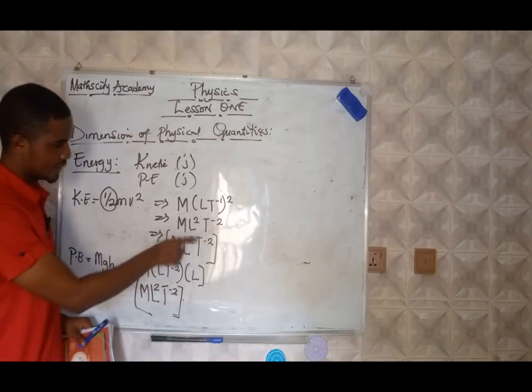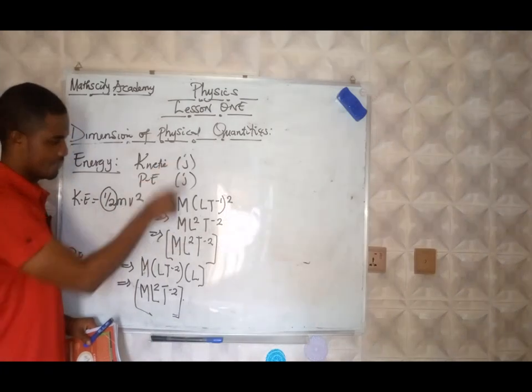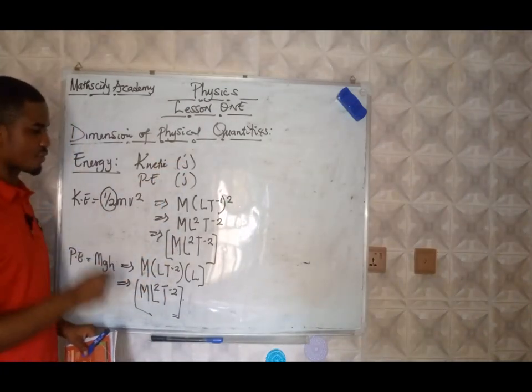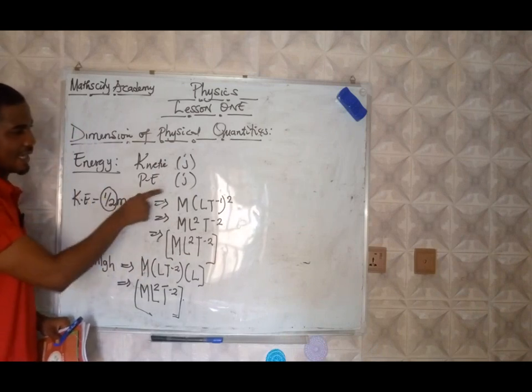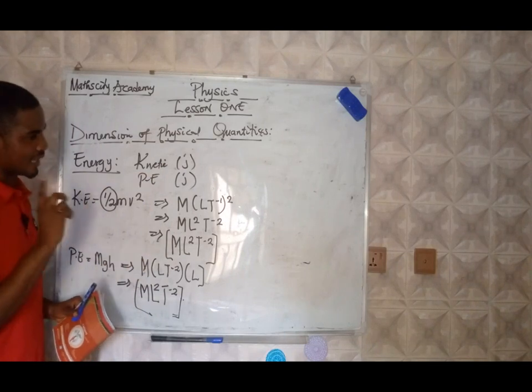If you observe, the two dimensions are the same. It means that because their units are the same, they are going to have the same dimension. Both of them are what? Energy. So if I'm asked to find the dimension for energy, I can get it from the dimension for any of these types of energy. I believe that was very clear.